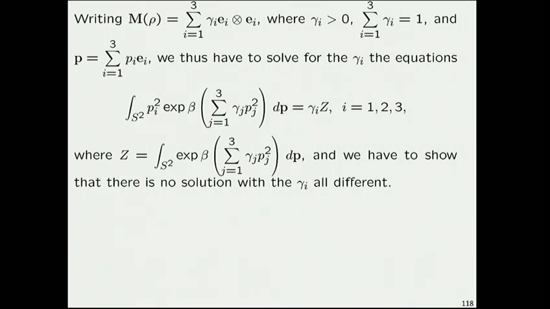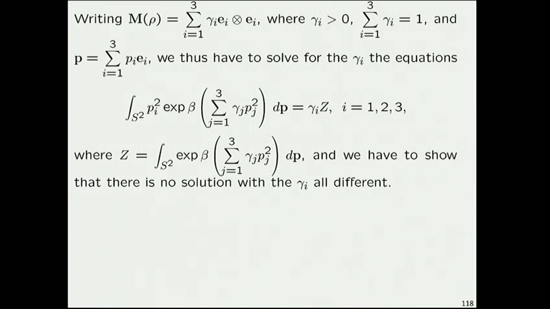So Z is this partition function. These are the equations you have to solve for the gamma_i. And you want to show that the solution is axisymmetric, which means that you want two of the gamma_i's to be equal. That's what corresponds to axisymmetry. So what you've got to show is that there isn't a solution with the gamma_i all different.